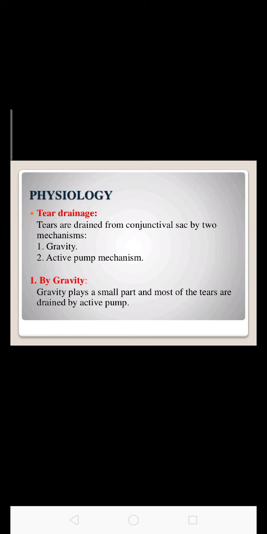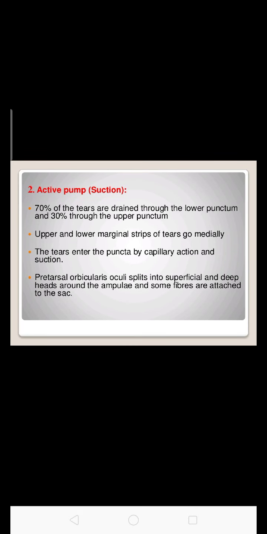Tears are drained from the conjunctival sac by two mechanisms, gravity and an active pump mechanism. Gravity plays a small part; most of the tears are drained by an active pump. Of the tears, 70% are drained through the lower punctum, 30% through the upper punctum. Along the upper and lower margins, strips of tears go medially. The tears enter the punctum by capillary action and suction.